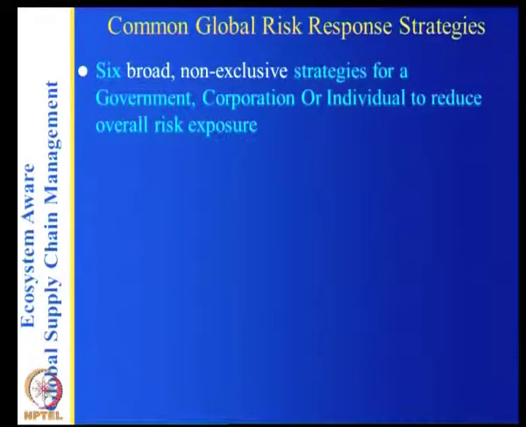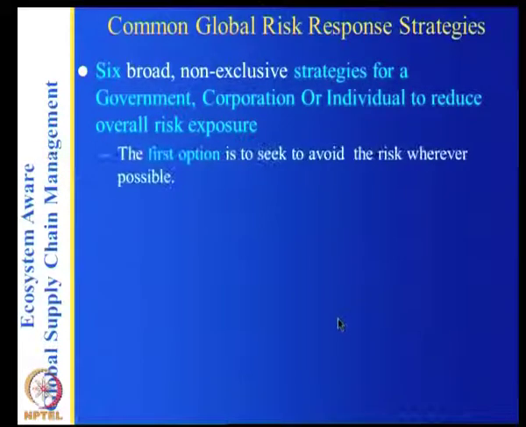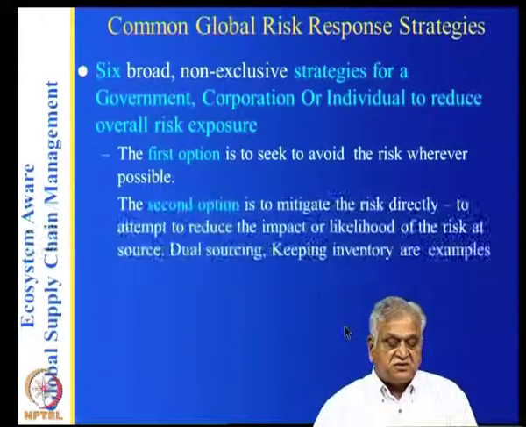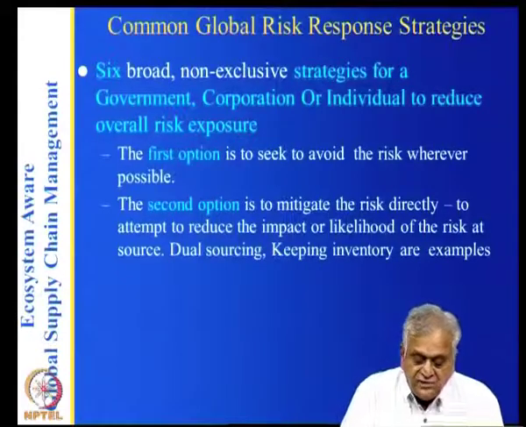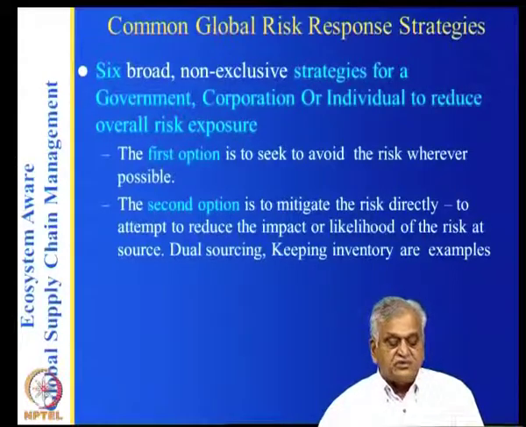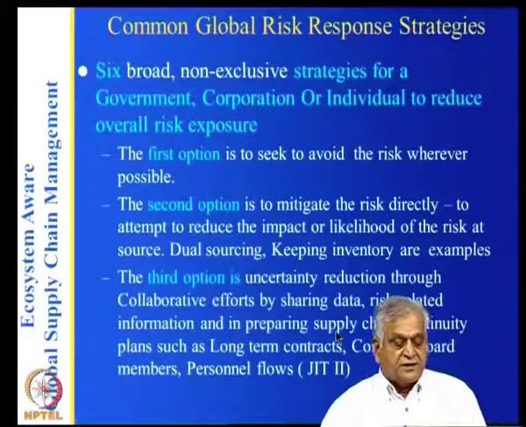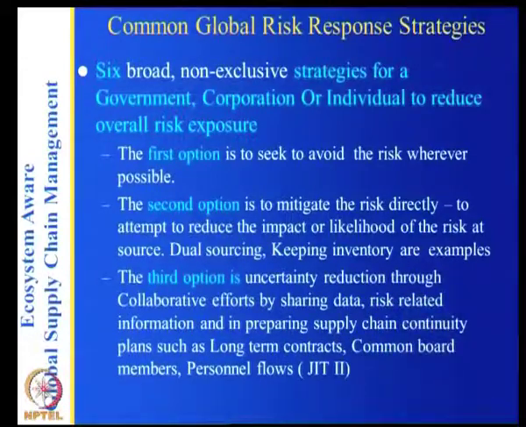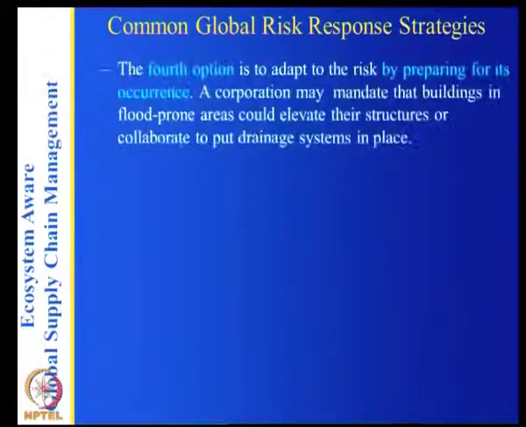So, the common global risk strategies are the following: six broad, non-exclusive strategies for a government, corporation or individual. The first option is to seek to avoid the risk wherever possible; don't go to the place where there is risk. The second option is to mitigate the risk directly, attempting to reduce the impact or likelihood of the risk; dual sourcing and keeping inventory are examples. The third option is uncertainty reduction through collaborative efforts of sharing data and risk-related information, and preparing the supply chain, long-term contracts, and so on. And the fourth option is to adapt to risk by preparing for its occurrence.